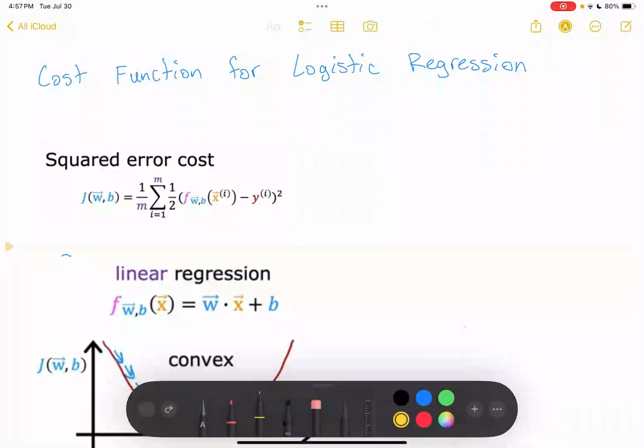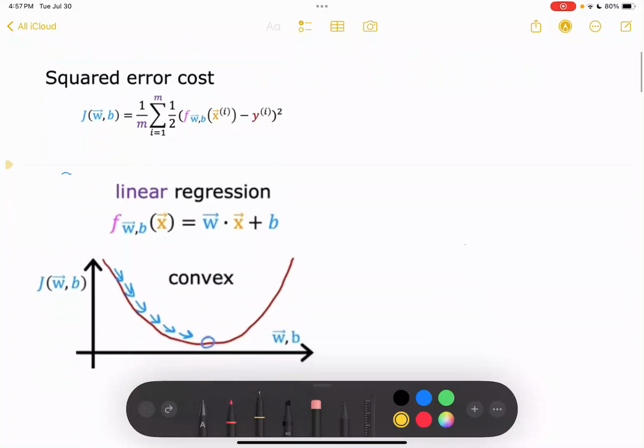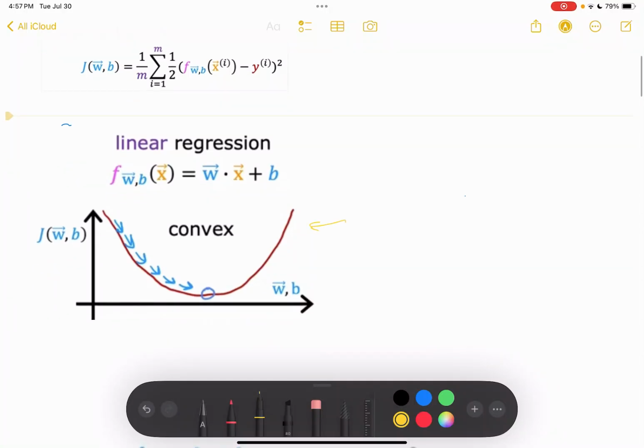So how do we make sure our logistic regression model is accurate? Well, to do that, we need a cost function. You might remember that for linear regression, we use the squared error cost function, which produced a convex curve like this one over here, and we'd iterate through our data points until we reach parameters w and b that minimize our cost function. So we would reach this minimum point over here.